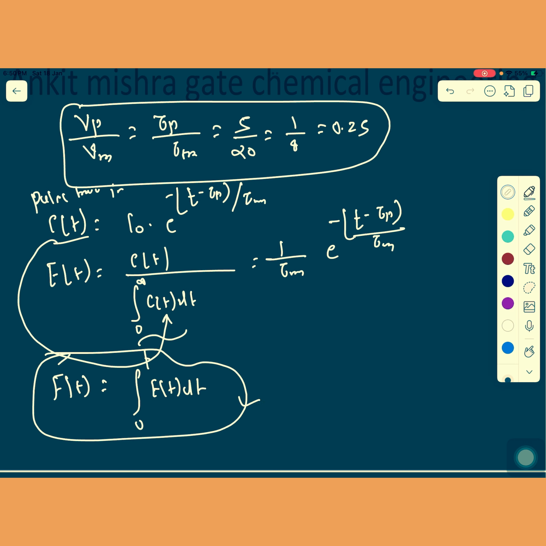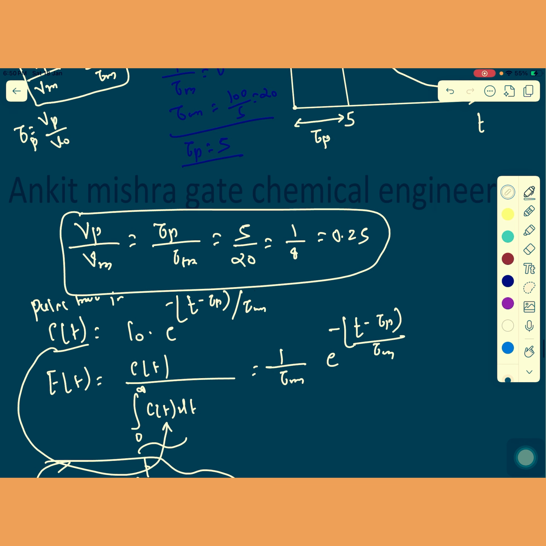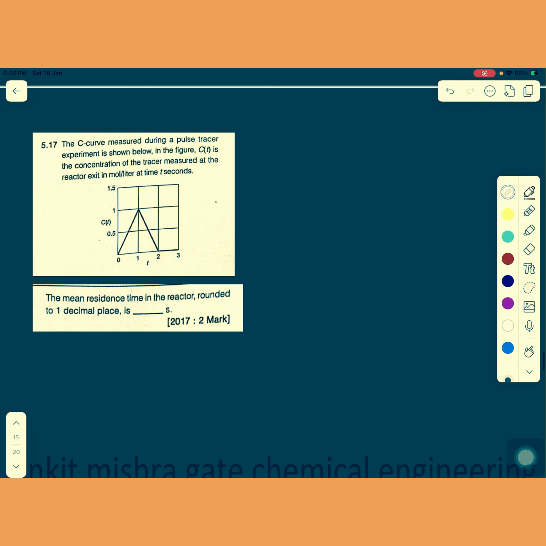Till now they have not asked questions from F(t), so there is a high probability that questions based on F(t) can be asked. So you should be prepared with these things. Okay, if it is clear, then I'll be moving towards the next problem of today's discussion.